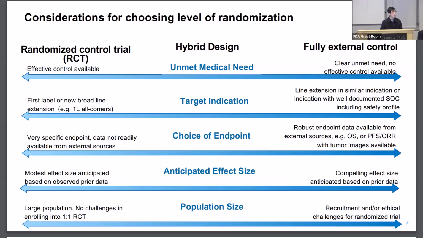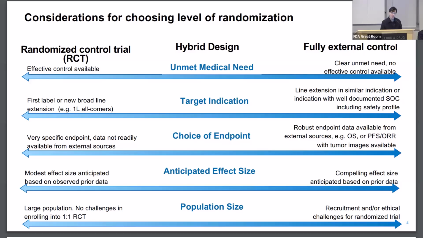Anticipated effect size is also an important consideration. For the randomized control setting, you may think about having it in cases where you have modest effect size anticipated based on some observed prior information. On the other hand, for the fully external control study, you may want to have more compelling effect size.